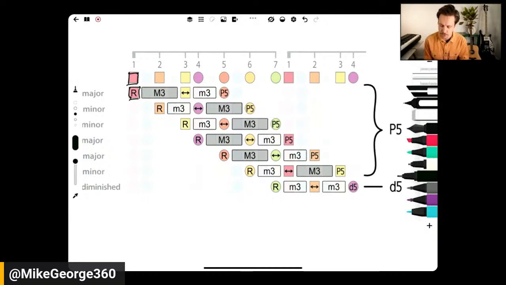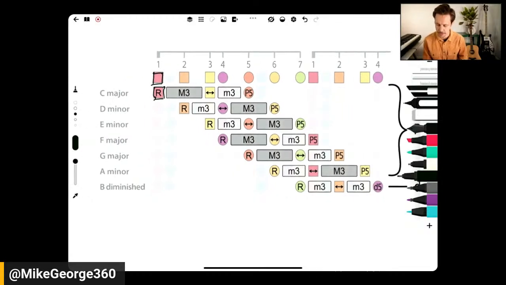So C is the root in C major. D is the root in D minor. E is the root in E minor, and so on. So we have all of these roots labeled by R's. Okay. And then we have this capital M3, which means that it's a major third. The interval from 1 to 3 is a major third.